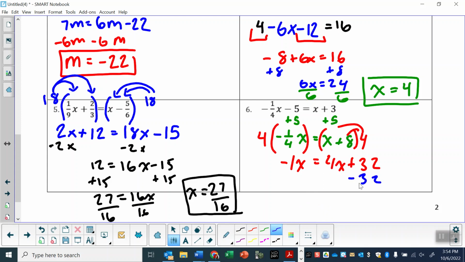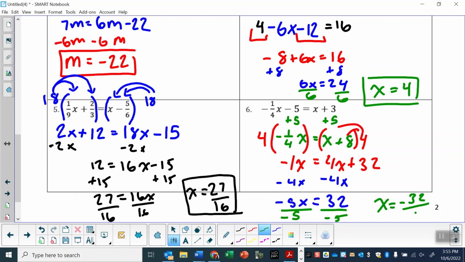Subtract 32 from both sides. Oops, don't do that. You have variables on both sides. You want to get your variables together. So we're going to subtract 4x from both sides. Negative 5x equals 32. Divide both sides by negative 5. x equals negative 32 over 5.